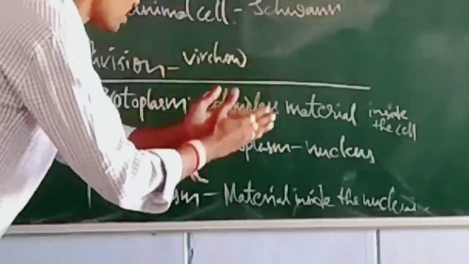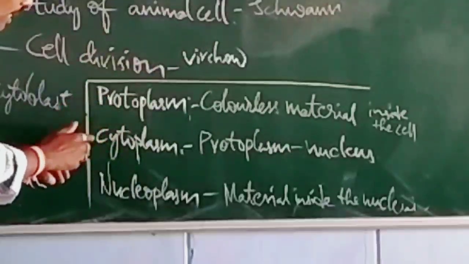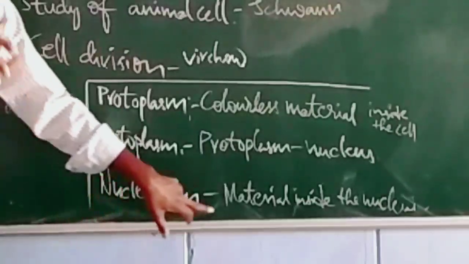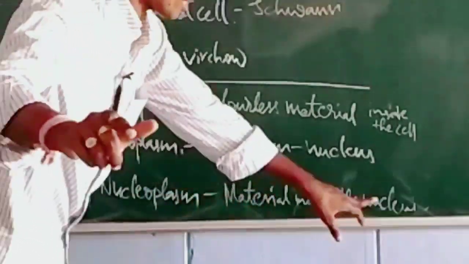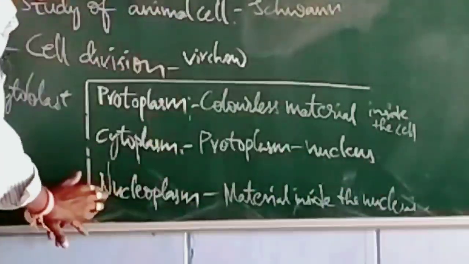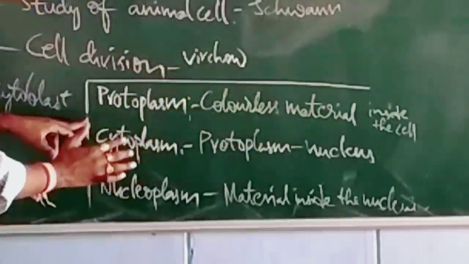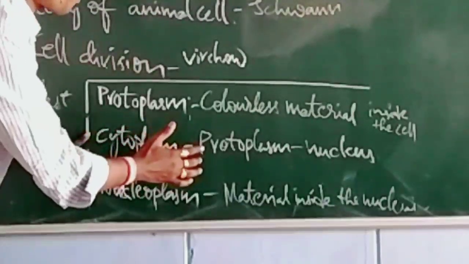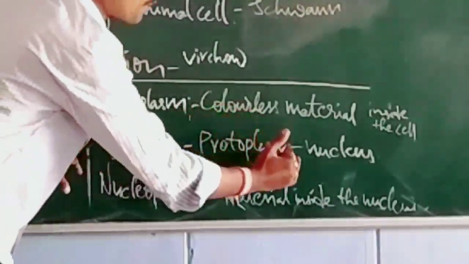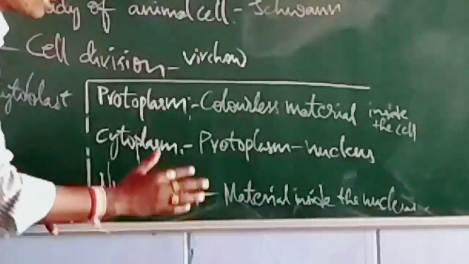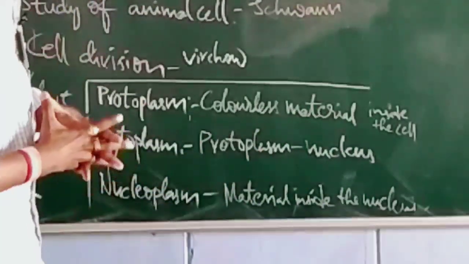The protoplasm without the nucleus we have to consider as cytoplasm. Then, what is the meaning of nucleoplasm? The material inside the nucleus is called nucleoplasm. Protoplasm means colorless jelly-like material inside the cell. Cytoplasm is a kind of protoplasm, but apart from the nucleus. Nucleoplasm means the material which is present inside the nucleus.